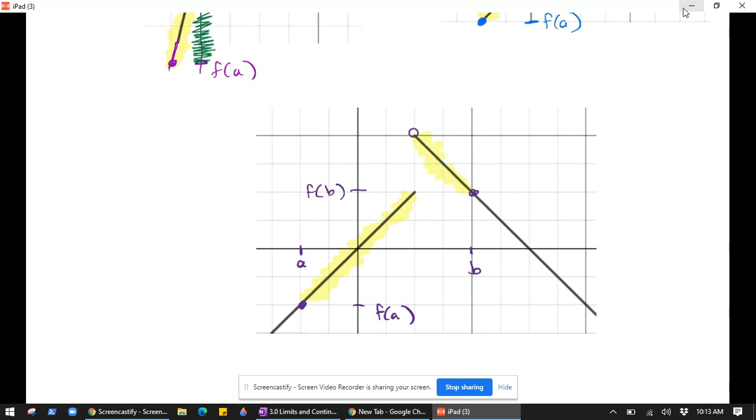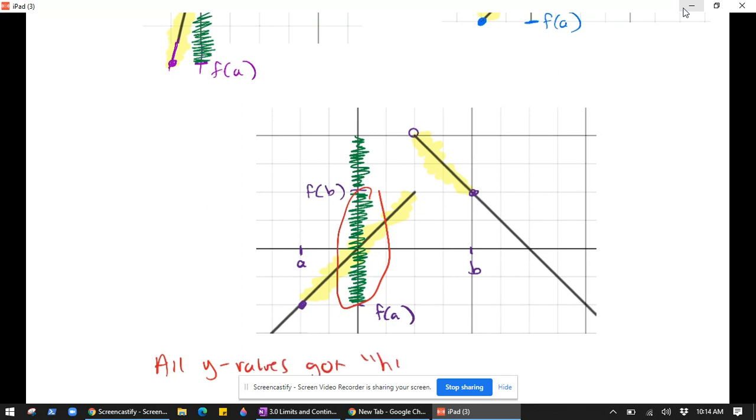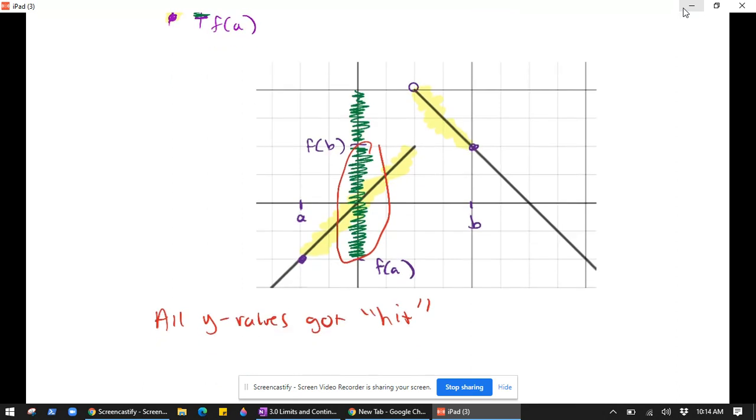Okay. As it turns out, if you look carefully, I'm going to start tracing on the y-axis. All the y values that got hit are all these, right? And actually, all of these got hit too. So all the y values got hit in between f of a and f of b. All the y values got hit. Okay, so even though it's a discontinuous function, it's still possible for all the y values to get hit, but this isn't guaranteed.